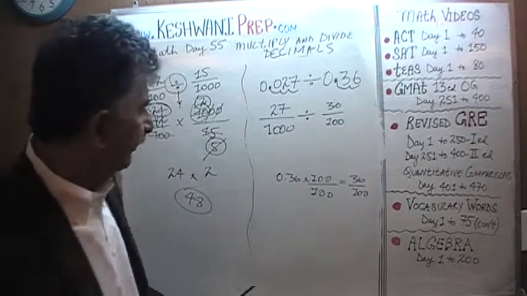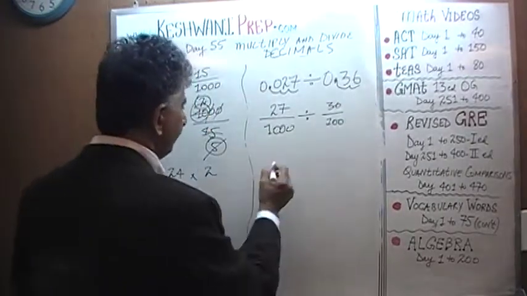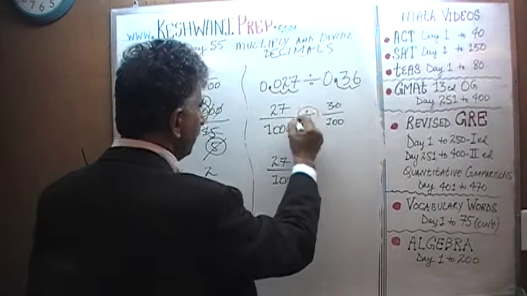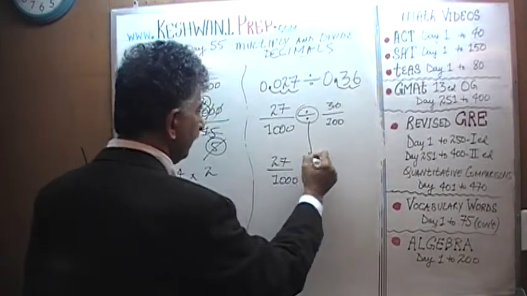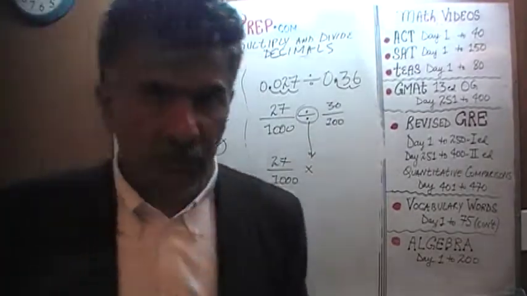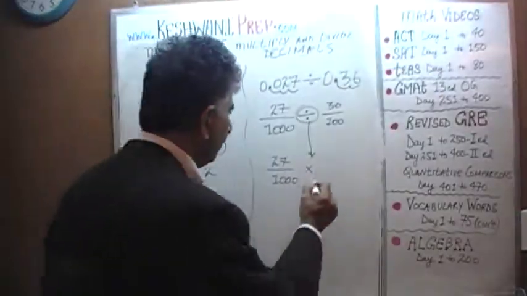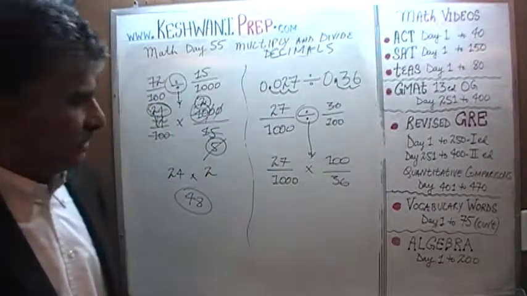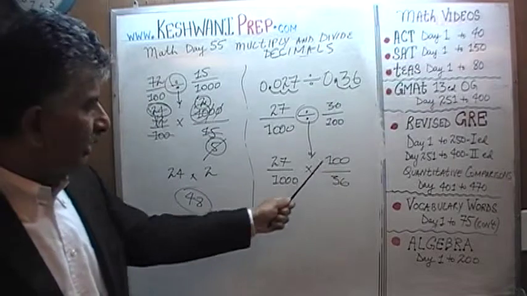We take our first fraction, which is 27 over 1,000, and we multiply it by the reciprocal of the second fraction. 36 over 100 is going to become 100 over 36. Same process, of course, nothing changes. We see 1,000 at the bottom, we see 100 on the top.